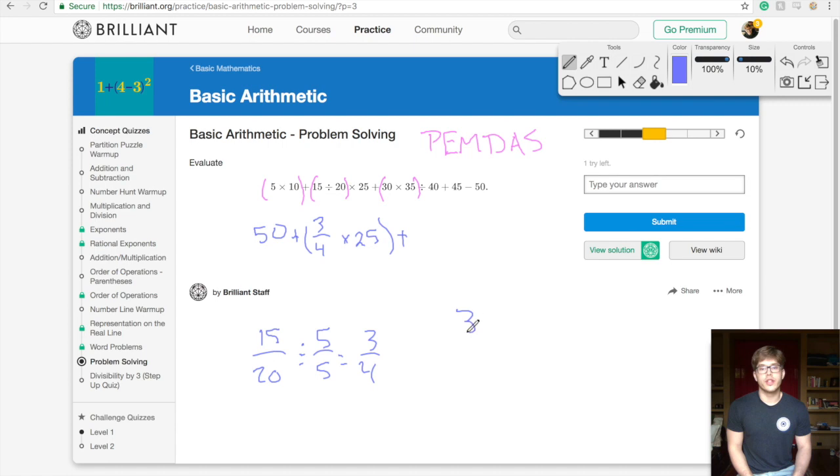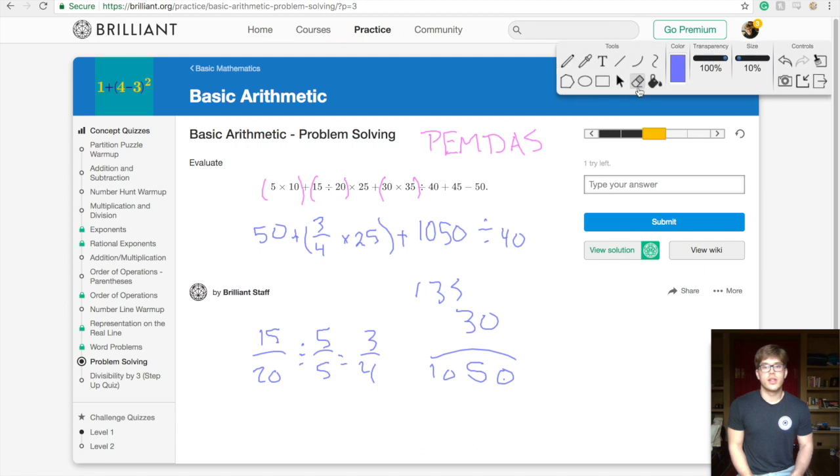Let's go out over here. 30 times 35. 3 times 5 is 15. 3 times 3 is 9, plus 1 is 10. And then let's add our 0. So 1050 is this value, and then we're going to be dividing by 40, and then we'll finish out by adding 45 and subtracting 50. So let's get some space. Let's clear this up.